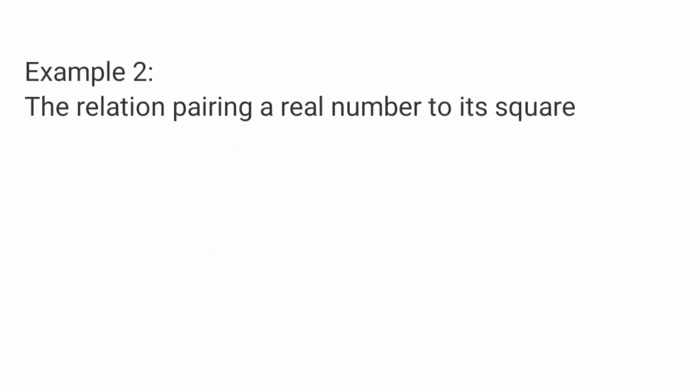How about another real-life example? The relation pairing a real number to its square. To visualize this one, we can consider some real numbers. I have here -2, -1, 0, 1, and 2. To get the square, you will simply multiply the given number to itself. With that, we will be arriving at the following results.